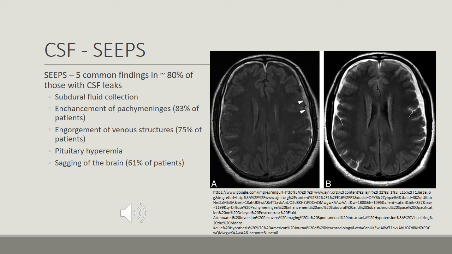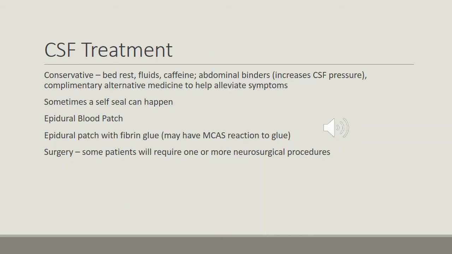But on the picture that's shown there, that's where you find that enhancement of the pachymeninges. So you have a little bit more of that white shading that's around the brain in the MRI images. All right, so CSF treatment. From the conservative standpoint, bed rest, just resting, staying well hydrated, drinking plenty of fluids.